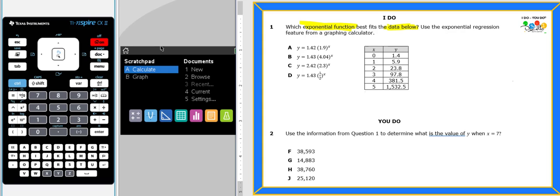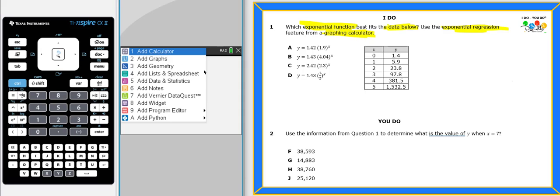Okay, and they're giving you a clue. It says use the exponential regression from the graphing calculator. Okay, so what we're gonna do is we're gonna use the calculator, which I have right there. Okay, and we're gonna use the Inspire, right? So we're gonna go to the home button. Once you do that, this little window will appear, right? And I always go to new, right?